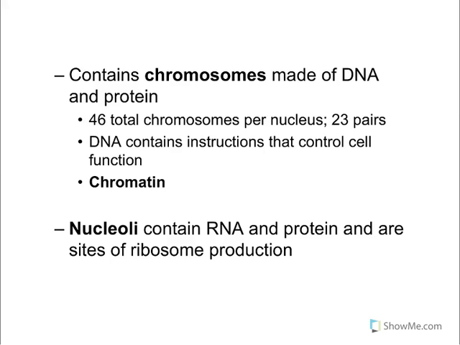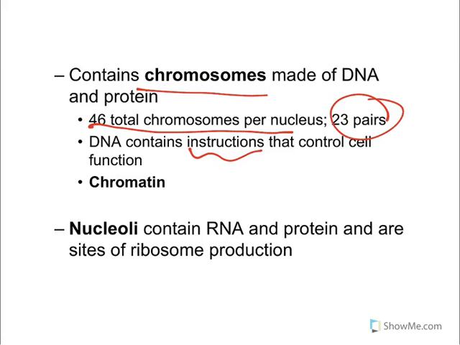Now, inside the nucleus, that's where all of your chromosomes are retained. So that's your DNA and protein. Each cell in your body, all 75 trillion, has a copy of this right in there. We've got 46 total chromosomes in every nucleus. So, 23 pairs, right? They come in twos. And of course, the DNA contains all the instructions, right?